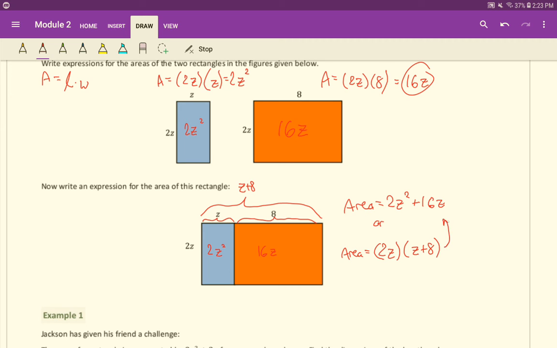These two things don't at first glance look like the same thing, but we can multiply here. We can distribute the 2z to the z and to the 8, which would yield 2z squared. 2z times the z would be 2z squared, and the 2z times the 8 would be 16z. And look, now we have the exact same answer, which is what we should get, right, when we do things two different ways. Okay, let's take a look at this next example.